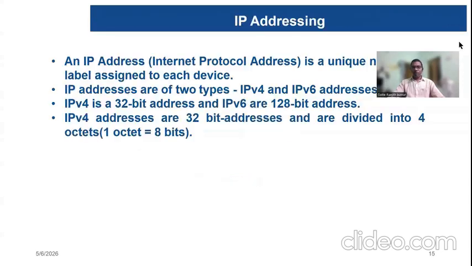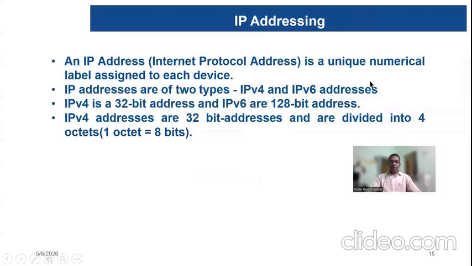So IP address is a numerical label or a numerical number assigned to the system or the device whenever it is connecting to the internet. Over the internet, when a system wants to communicate with another system, those two systems must have an IP address as well as the MAC address. MAC address is nothing but a physical address, which is a permanent address assigned by the manufacturer.